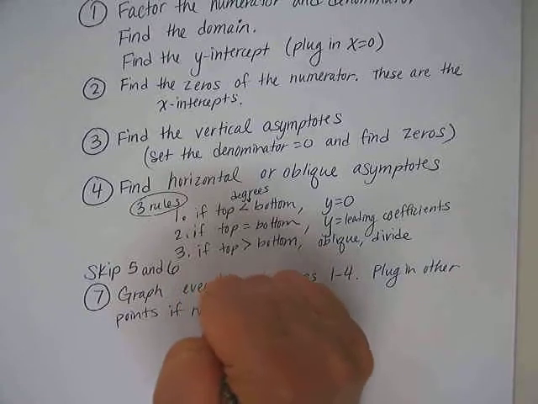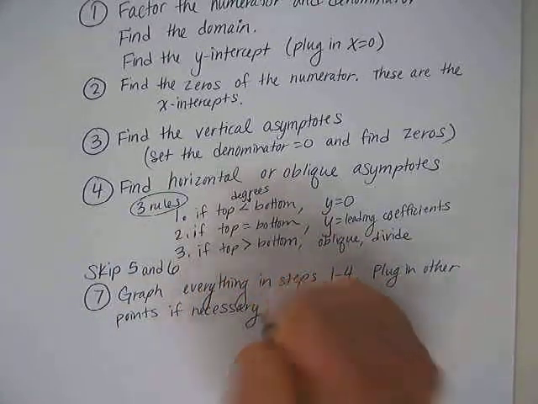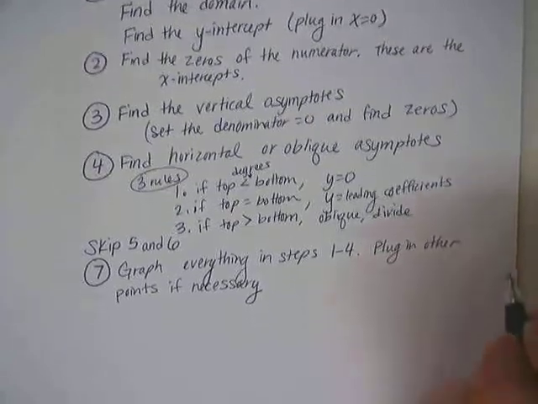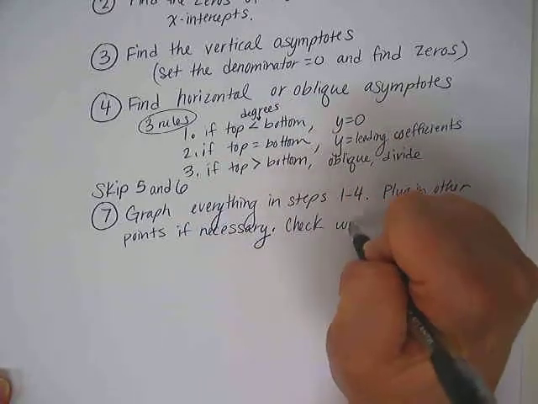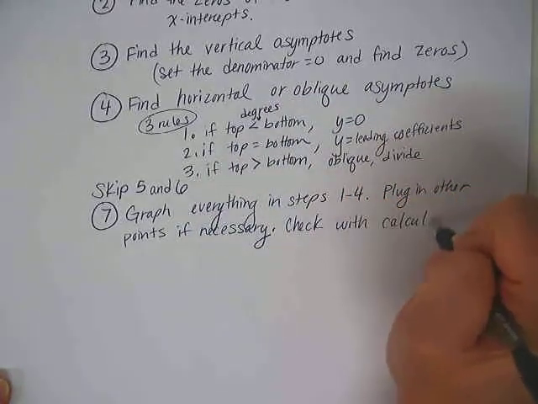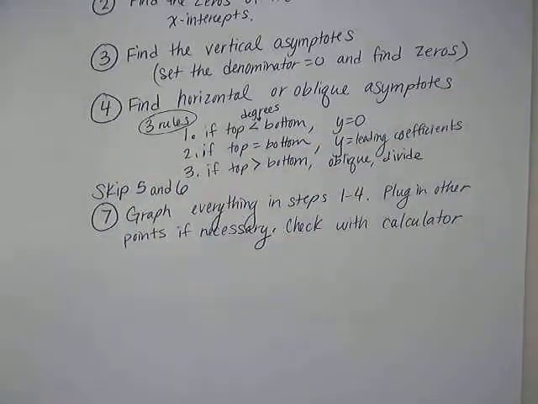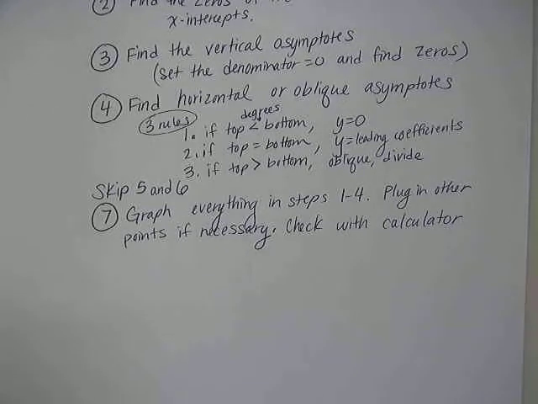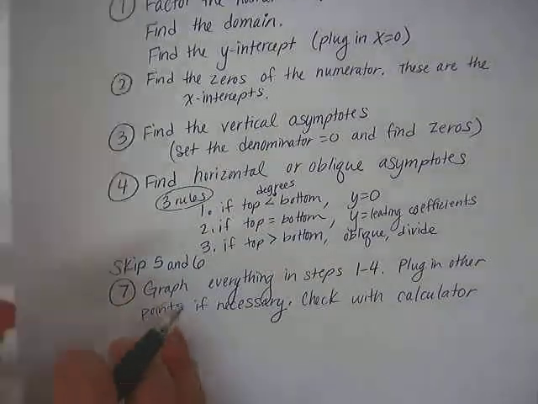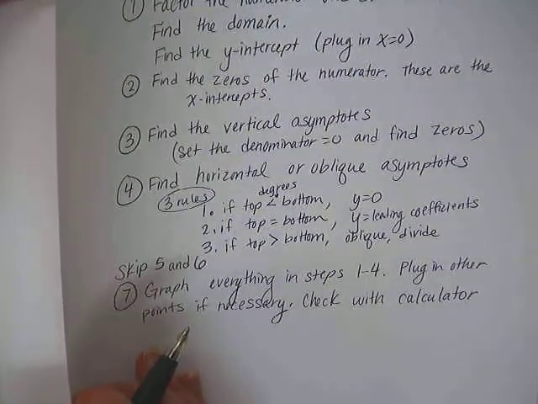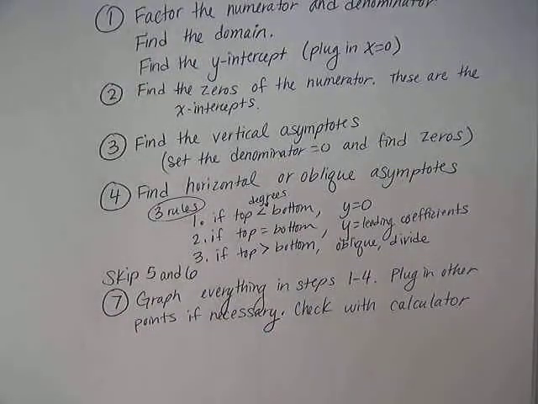Plug in other points if necessary. So if you have any gaps where you don't know what's going on, go ahead and make a table of values and plug them in. Plug in other values if necessary. Check with the calculator. Now, you can only check it with a calculator because a calculator graph is not going to look anything like the real graph. It's just going to give you generally what it looks like. And we're going to do an example, and then you'll see all of these steps. Okay? All right. I will just leave that there while I am finding a lovely example for us to do.